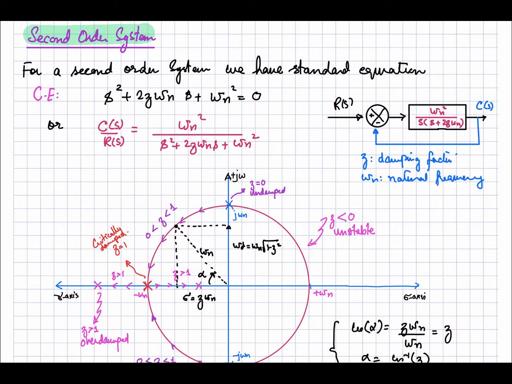Okay, so we know that the characteristic equation for a second order system is s square plus 2 zeta omega n s plus omega n square. Here you can see the second order system. This is G of s, the feed forward transfer function. H of s is equal to 1. It's a unity feedback system. So for this closed loop system, we can write down the closed loop transfer function like that.